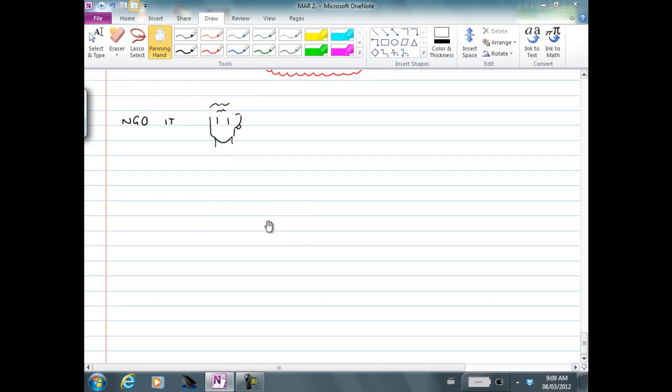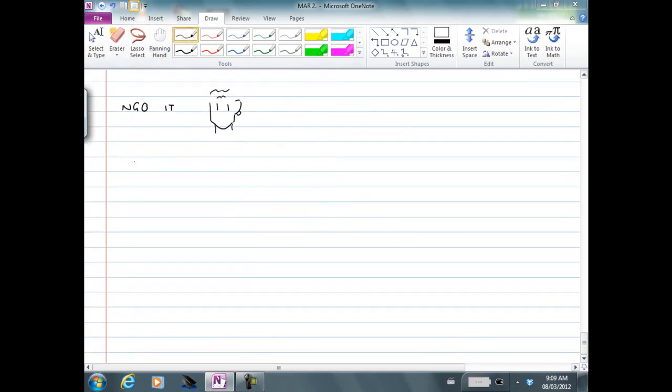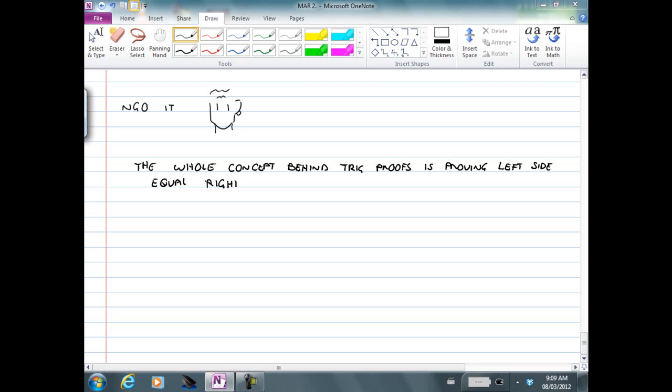Here is how to do trig proofs. Every year I taught this, every student said this is one of their favorite units. The whole concept behind trig proofs is proving left side equals right side. That's the whole concept. You know if you did it right or wrong right off the bat, because there are no tricks. I'm going to give you just a very, very quick example.